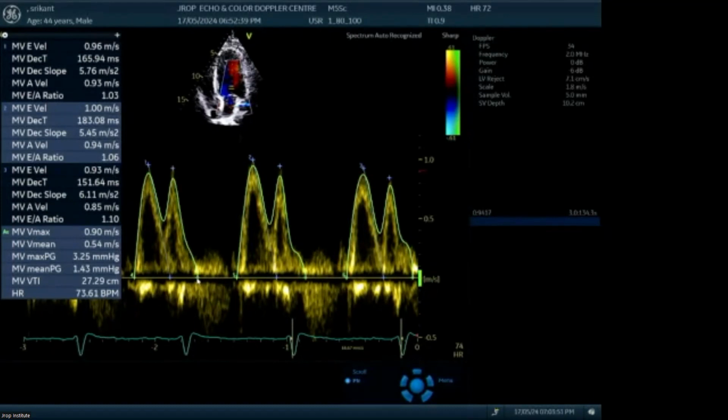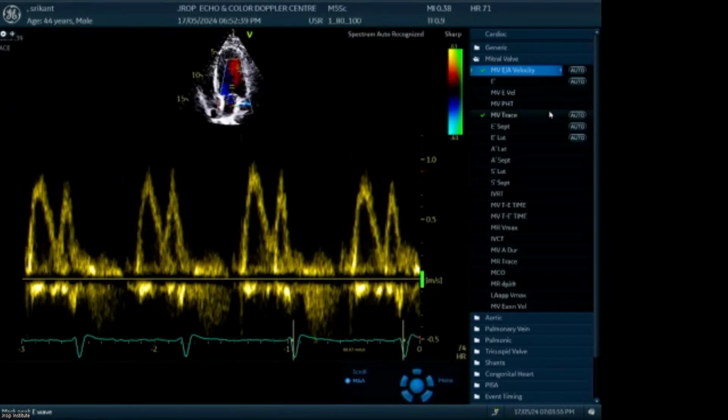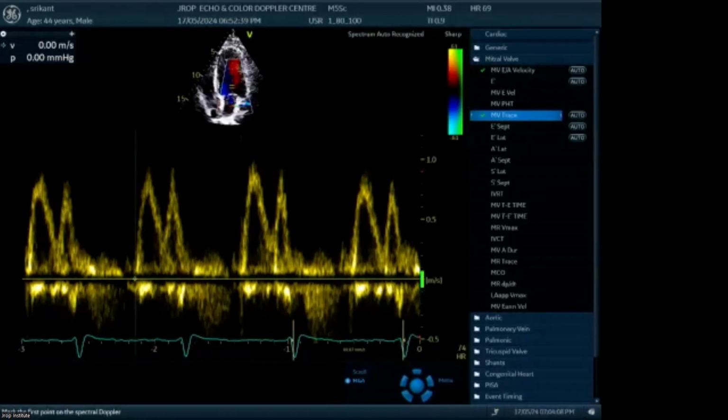In fact, let me just draw this E wave, A wave trace for you. Unfortunately, my machine has automatic AI on, so whenever I look at this, it automatically picks it up and measures it as the E wave.